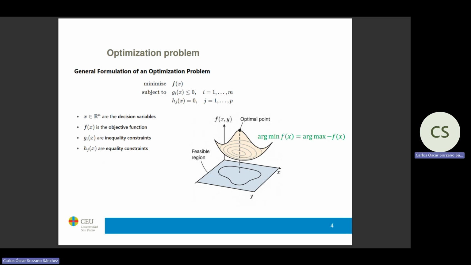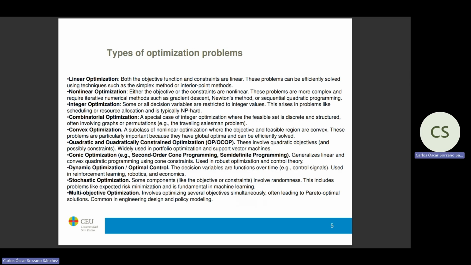And then you have the constraints. Some of them are inequalities, some of them are equality. And this nomenclature of G and H is rather standard. So most optimization books talk about G and H for the constraints and F for the objective function.